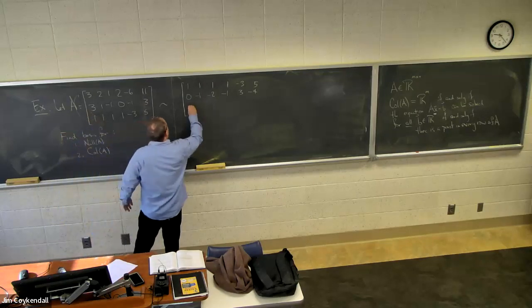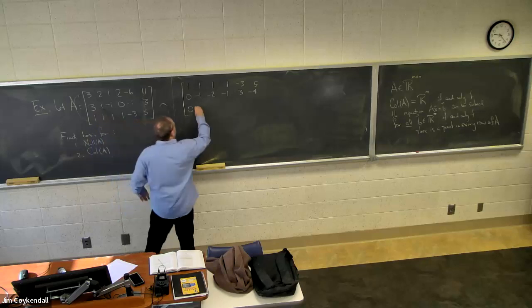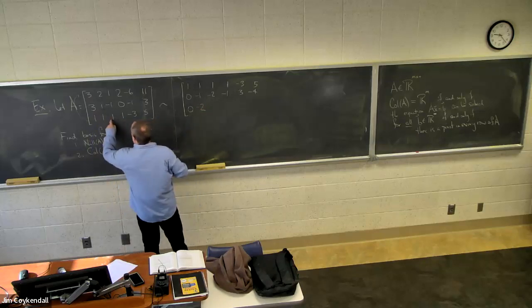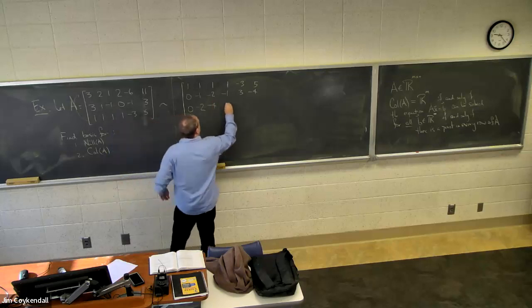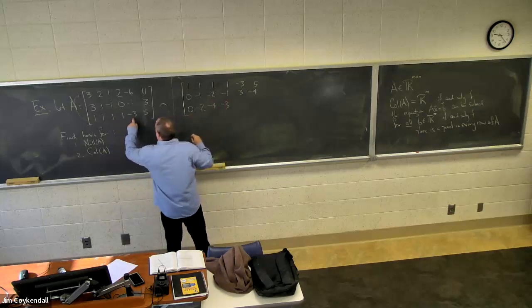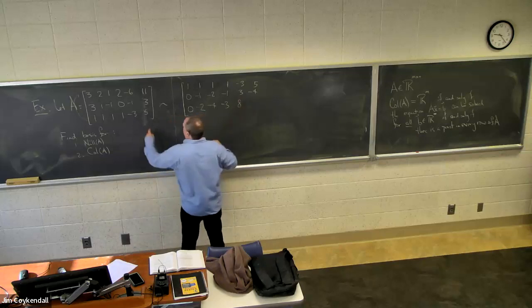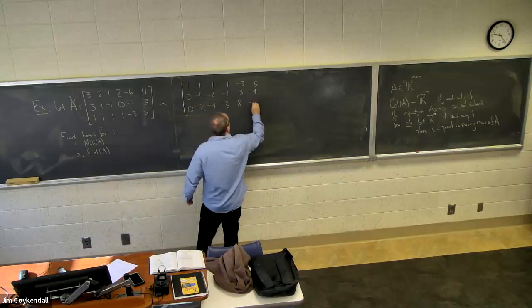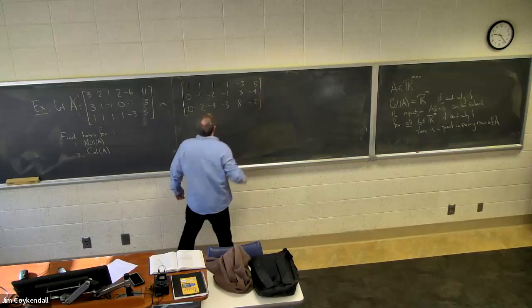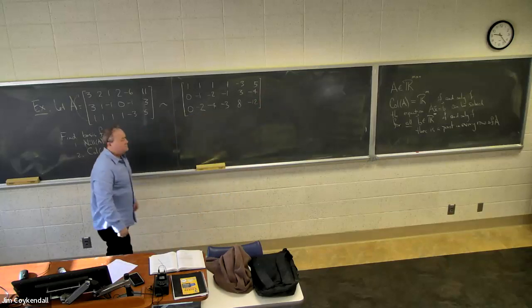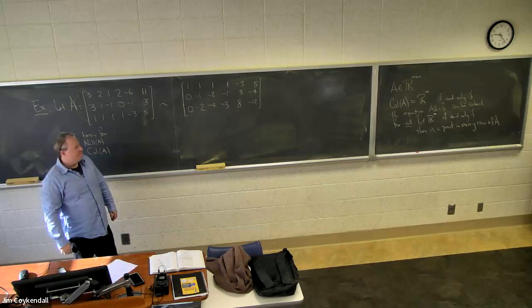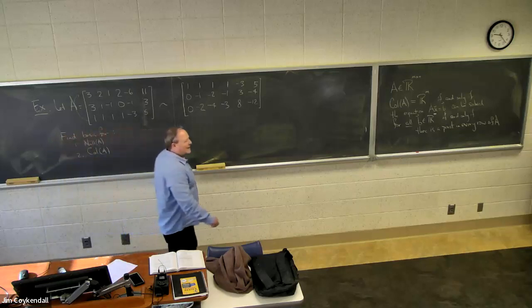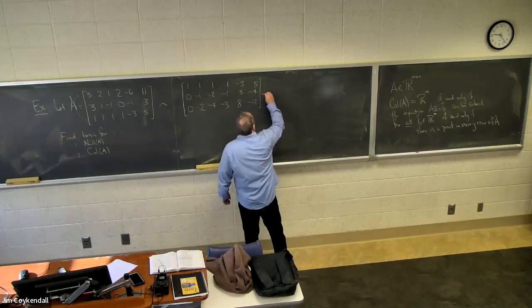I'm going to multiply this by -3 and make this the last row, the third row. Then we get 0, -2, -4, -3, 8, and -12. Okey-dokey so far? Okay, again, I'm going to do a couple of steps here.